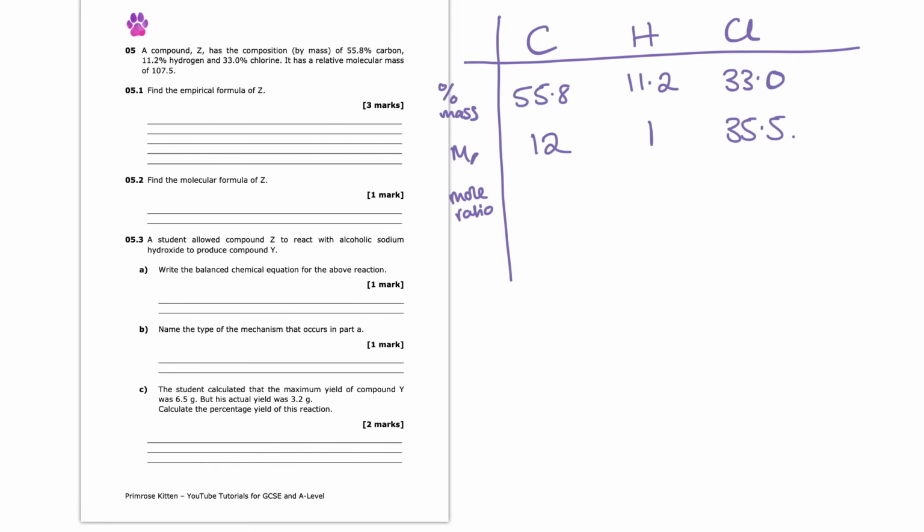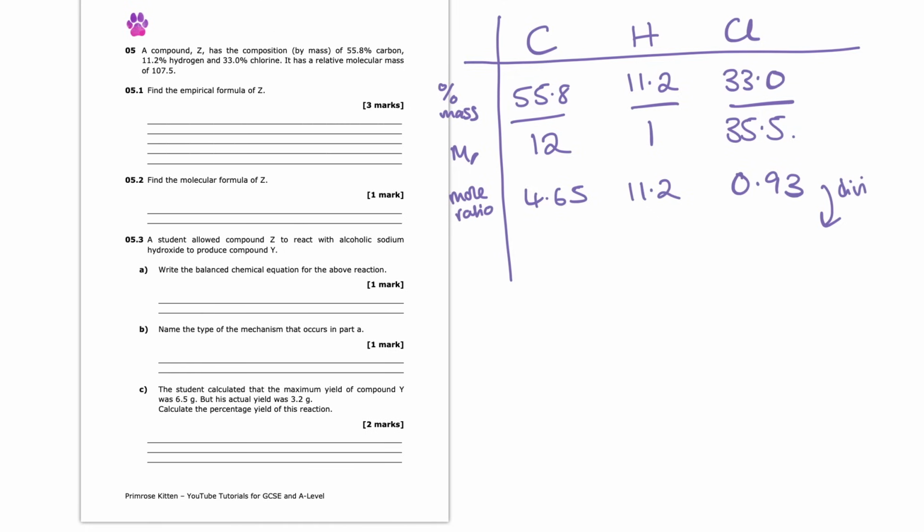But I do that, and this is why I love laying it out in this way, just by dividing them respectively by each other. So here, if I do 55.8 divided by 12, I get 4.65. For H, I have 11.2 because we're just dividing it by 1. And then 33 divided by 35.5 gives me 0.93. So now, to work out the empirical formula of this, I now want to divide by the smallest.